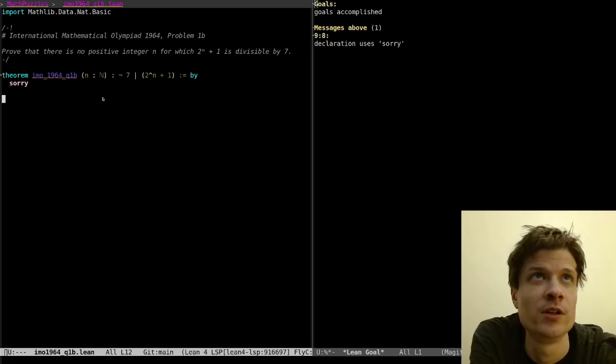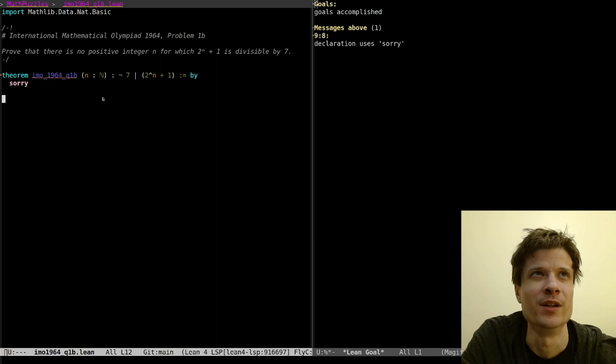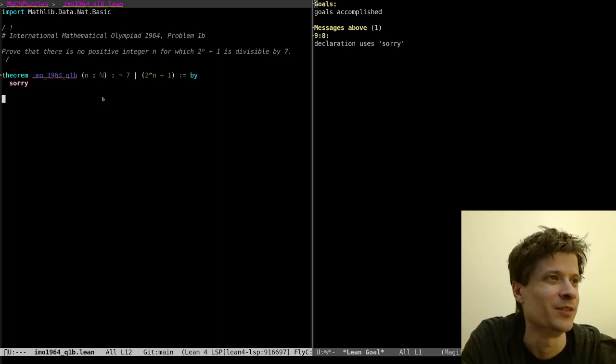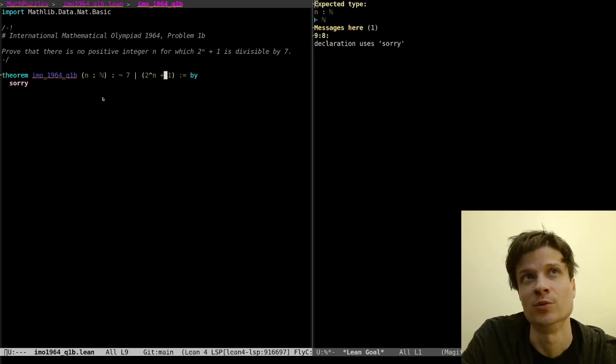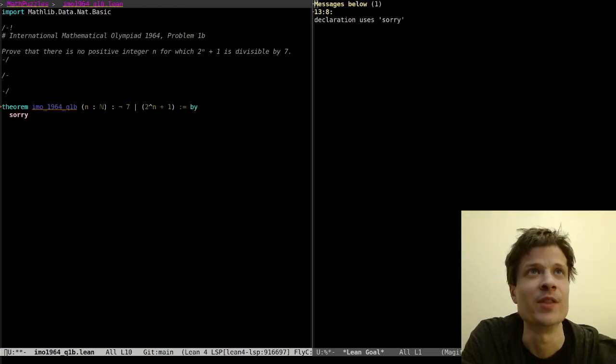Hello everyone. I want to formalize this IMO problem from 1964. I have come up with an informal solution and I think it works, but I guess we'll find out as we try to formalize it. So the problem is just to show that there is no multiple of 7 of the form 2 to the n plus 1. One thing I'm excited about tonight is that I'll be doing this in Lean 4.